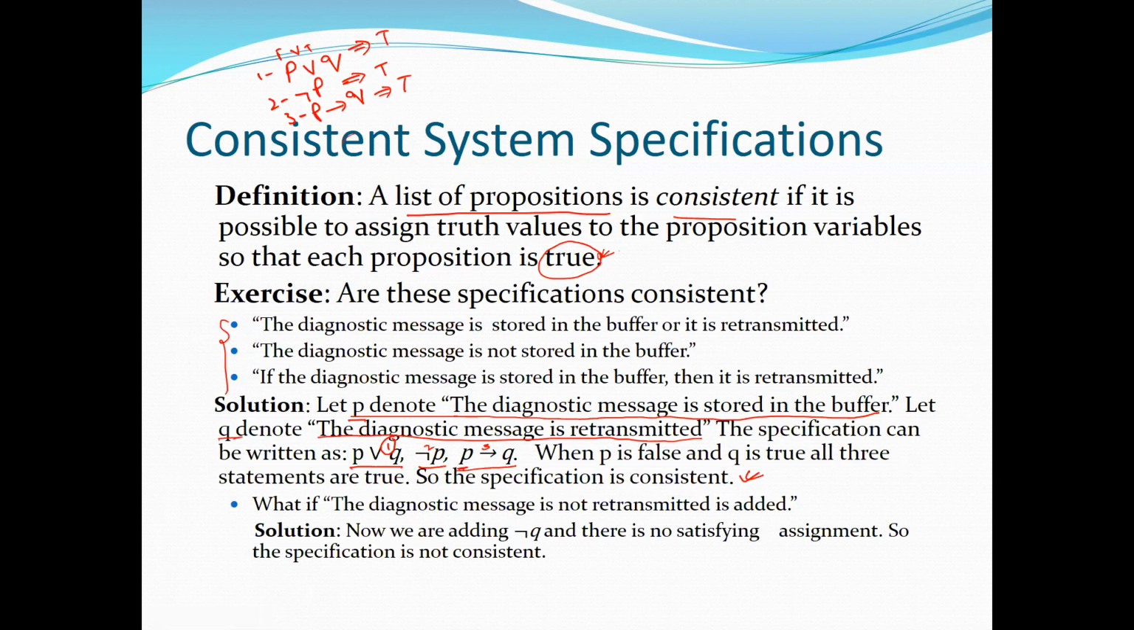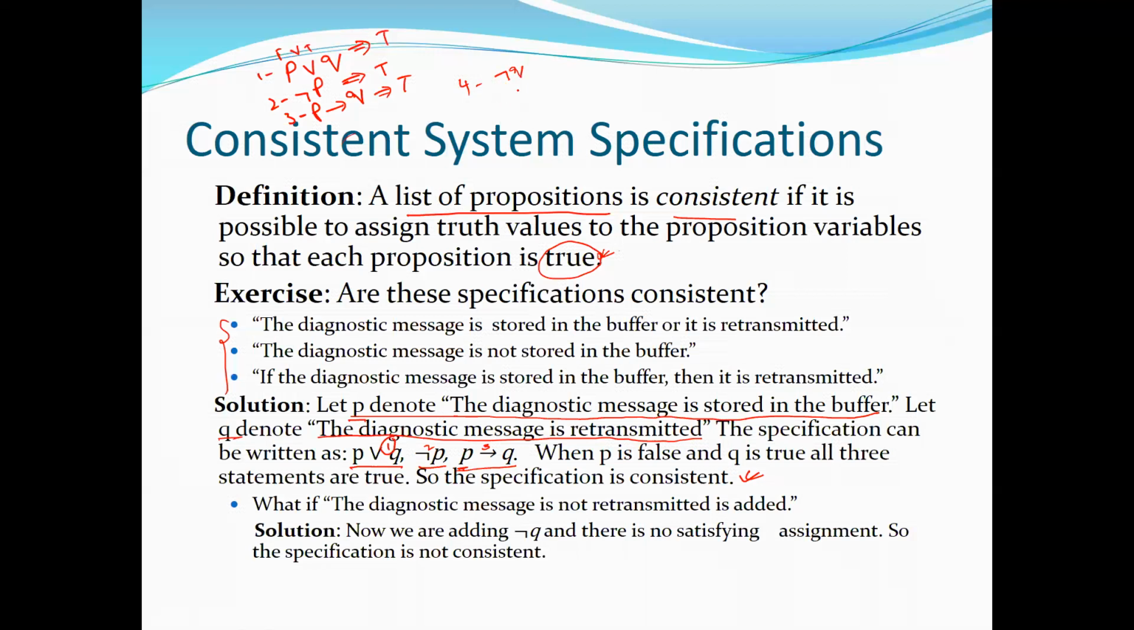Okay, what if "the diagnostic message is not retransmitted" is added? Statement number 4 is the diagnostic message is not retransmitted, right? So what does it mean? That means we are actually adding the negation of Q. Why? Because Q represents that the diagnostic message is retransmitted. So if we have the fourth statement, that the diagnostic message is not retransmitted, that means negation of Q, right?